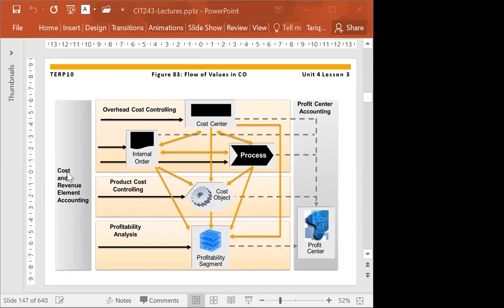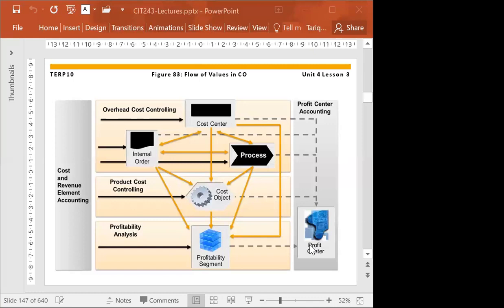Either we will receive cost or we will receive revenue from finance, and this revenue or cost will move from overhead controlling or cost controlling to the internal orders. It may go to the processes, it may go to the cost center, it may go to the cost objects. A cost object could be a maintenance order or a production order, and the profitability segments. You remember we talked about the profitability segment being the controlling area. And then things are moving to the profit center.